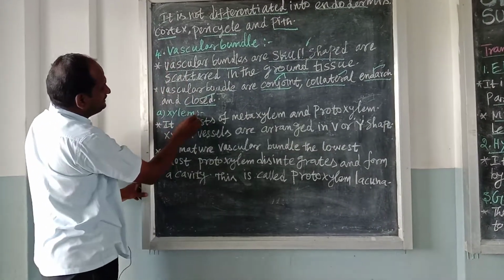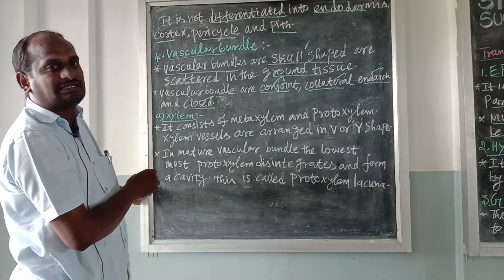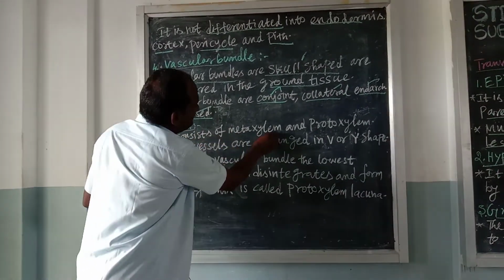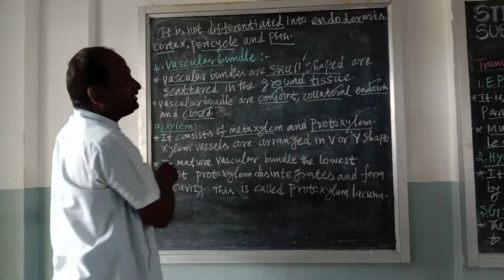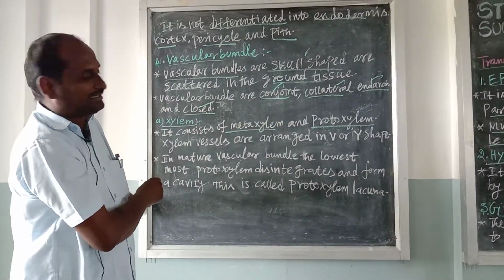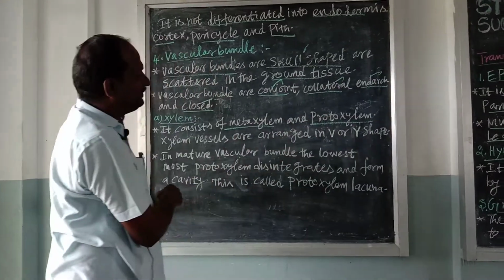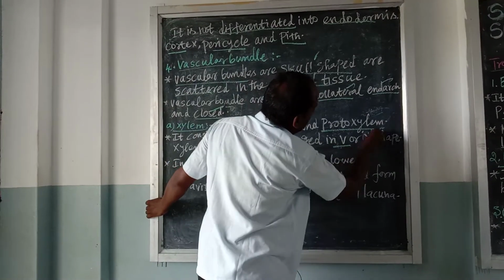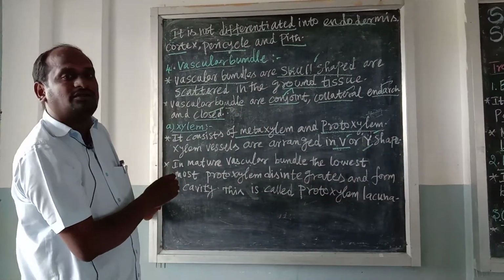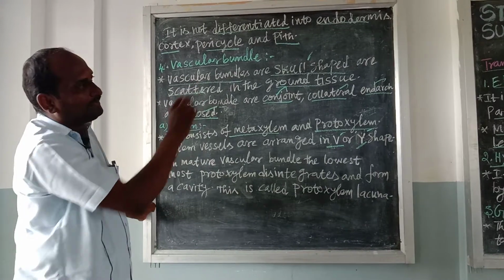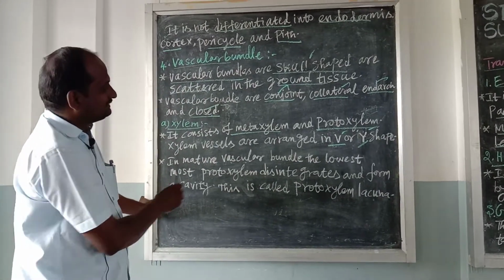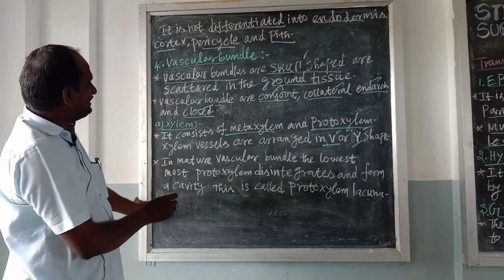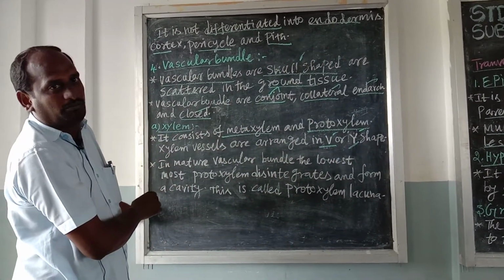In the vascular bundle, the first one is xylem. Xylem conducts water. It consists of metaxylem and protoxylem. The xylem is divided into two parts, metaxylem and protoxylem. The xylem vessels are arranged in a V shape or Y shape in the monocot stem. The arrangement is V shaped and Y shaped in the xylem of the bundles.